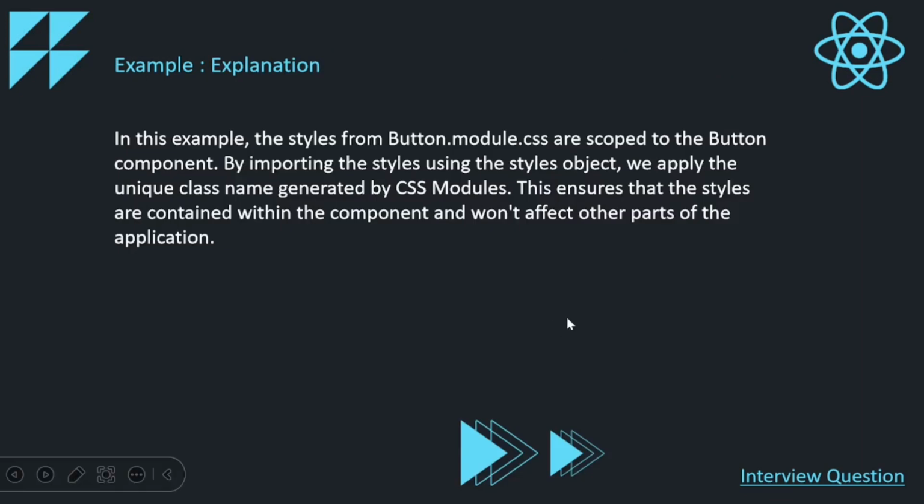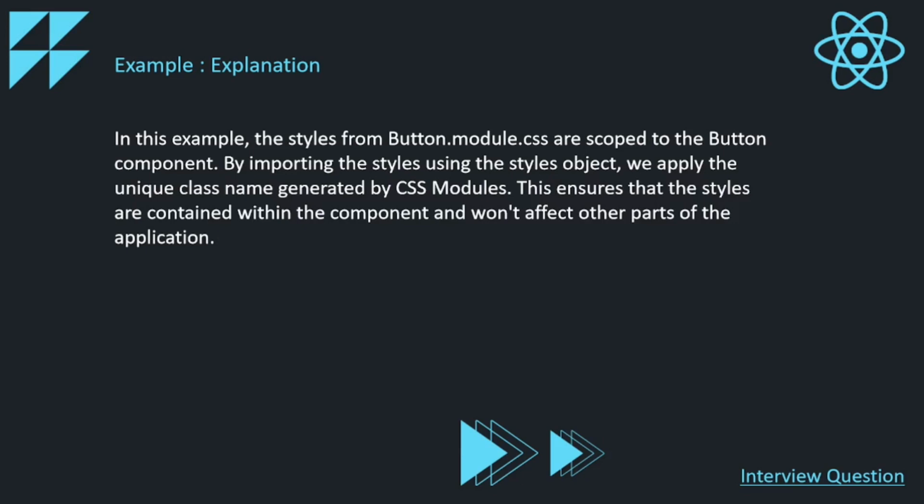So the explanation for this is, in this example, the styles from button.module.css are scoped to the button component. Scoped means they are specifically attached to the button component and not to any other component. By importing the styles using the styles object, we apply the unique class name generated by the CSS modules. This ensures that the styles are contained within the component and won't affect other parts of the application. So these are the basic advantages, and many times this same question has been asked in interviews, and many people get confused between the normal external CSS way and this modular way of CSS. So this is the main advantage, and this is the difference.